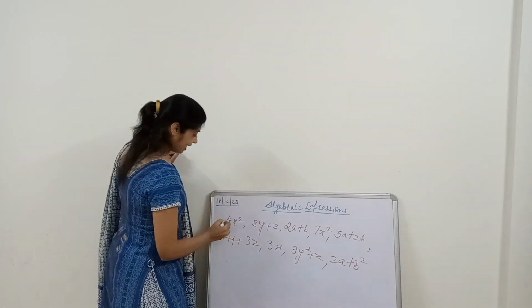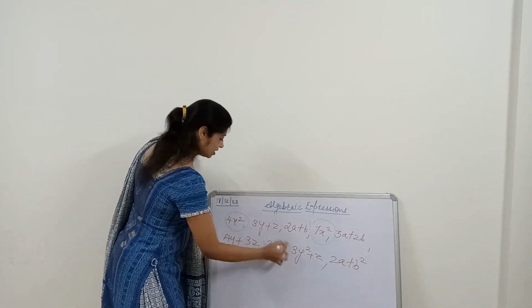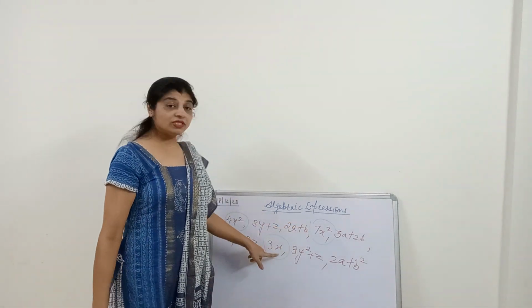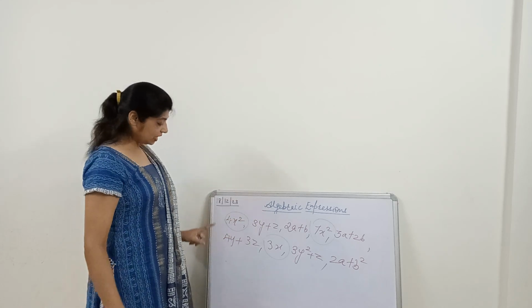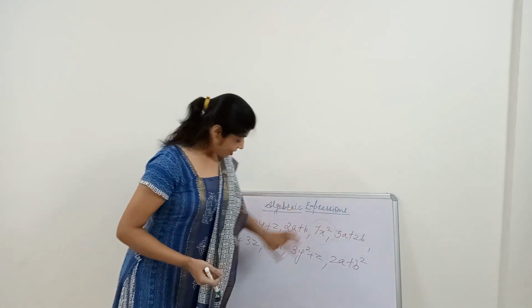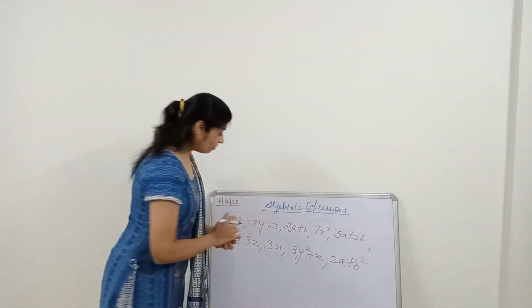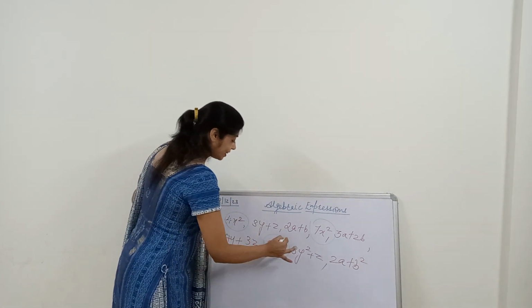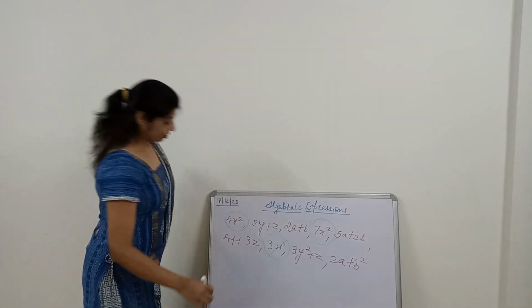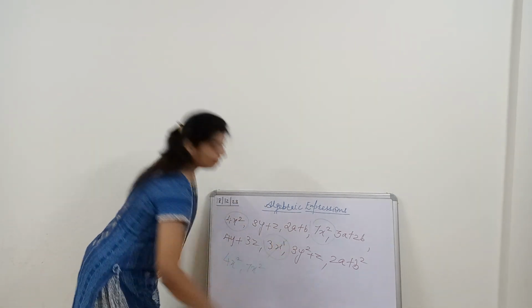If I go with x terms, how many x terms do I have with me? 1, 2 and 3: 4x squared, 7x squared and 3x. Among these 3, how many x squares do you have? 2. That is 4x squared and 7x squared. No doubt this 3x has its variable as x, but there is no power written, which means the power is 1. That's why it will not be a like term. So 4x squared and 7x squared are the like terms.